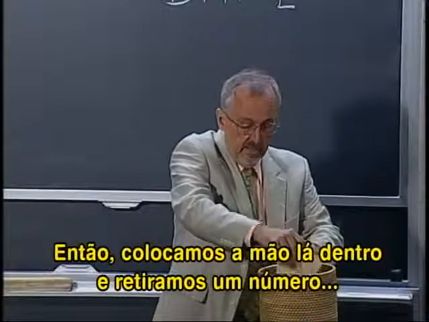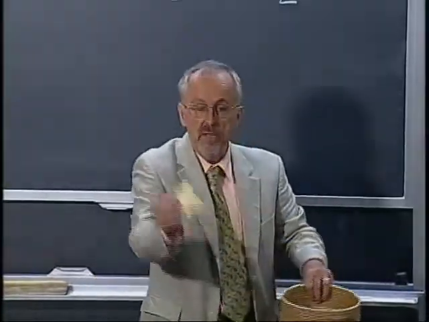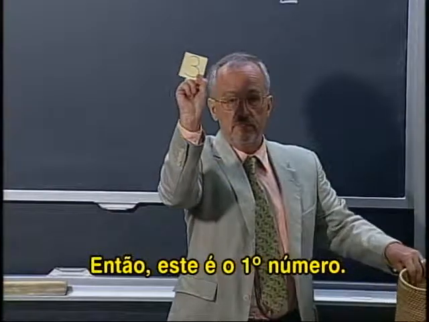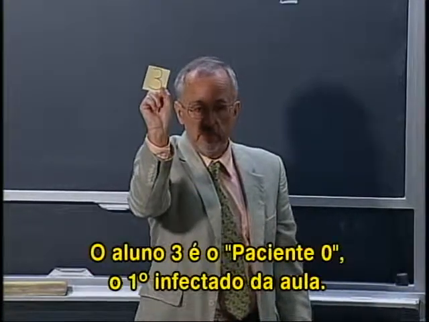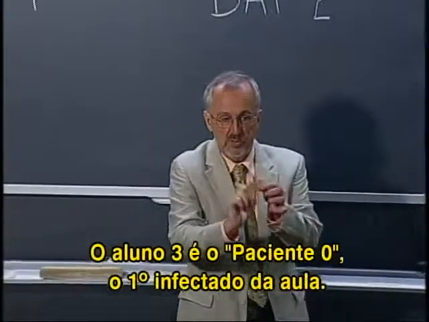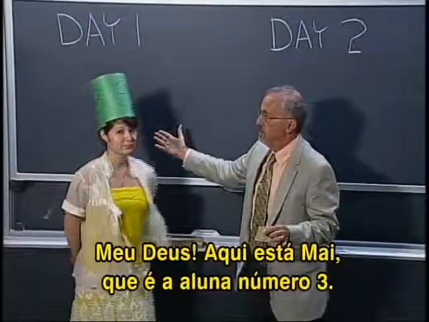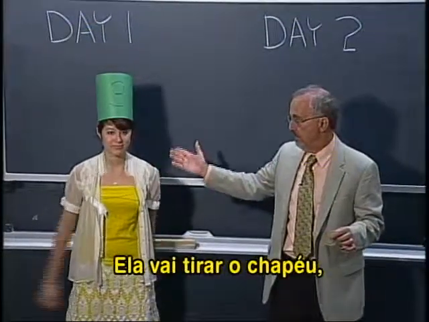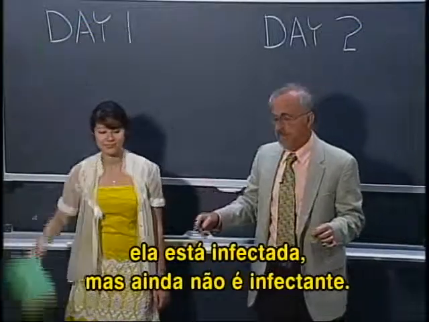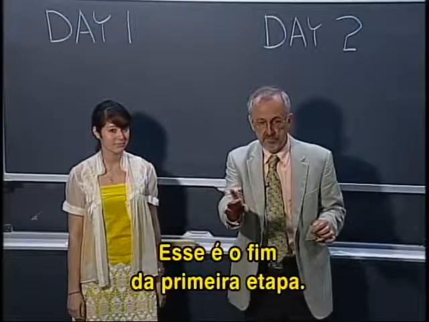Here we have 30. And so we reach down and we pull out a number here. Aha! So this is the first number here, which is student number 3 is going to be patient 0. Student number 3 is patient 0, the first one infected in your class. And here on day 1, oh my goodness, here it's Mai who's number 3. So she takes off her hat, and she's now infected but not yet infectious. That's the end of step 1.